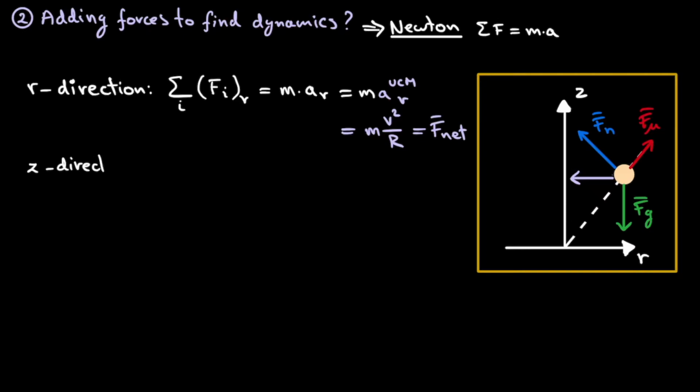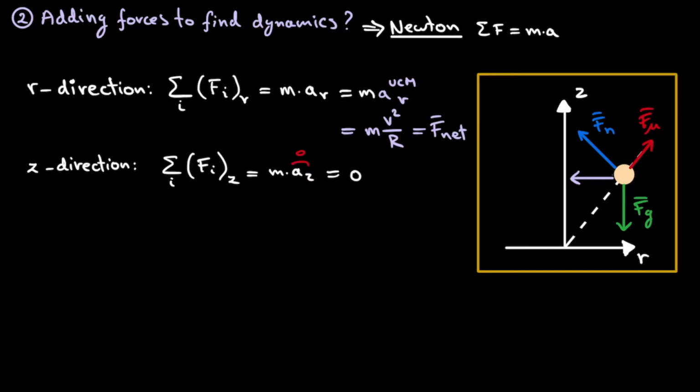The exact same reasoning can be done in the height direction, or the z direction. We sum up all of the z components of our three forces, and this will have to be equal to the mass of the object times the acceleration in the z component. However, we stated that our object is making a uniform circular motion at a specific height h, and therefore it does not move in the z direction, it does not move height, and therefore the acceleration in the height direction, so a_z, will be equal to 0. So the sum of all of the z components of our forces will have to be equal to 0.